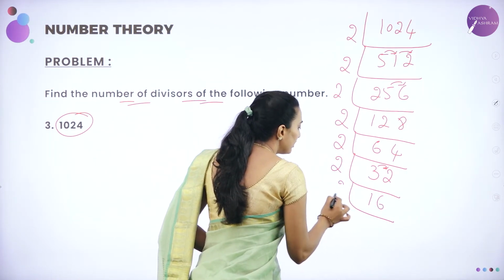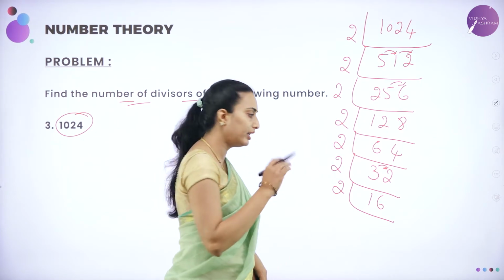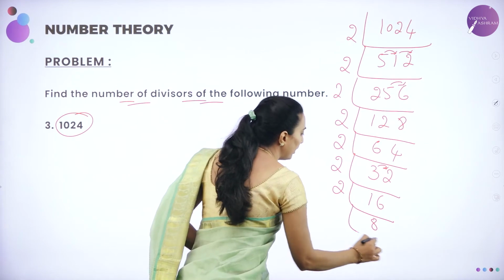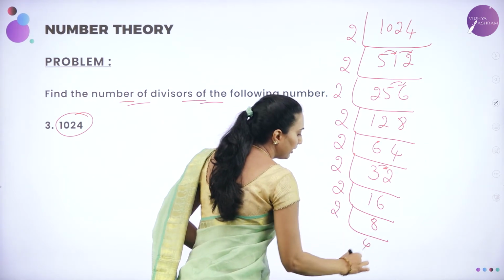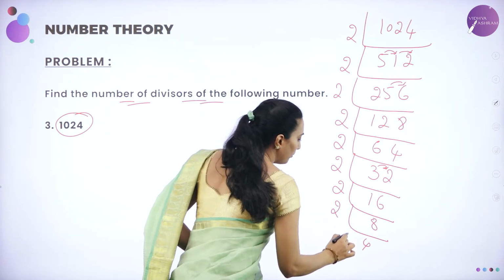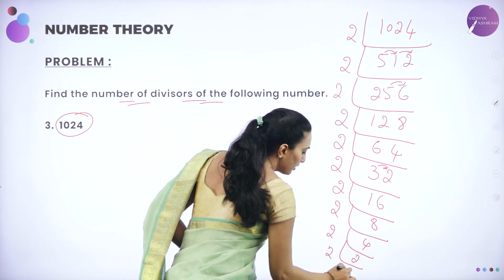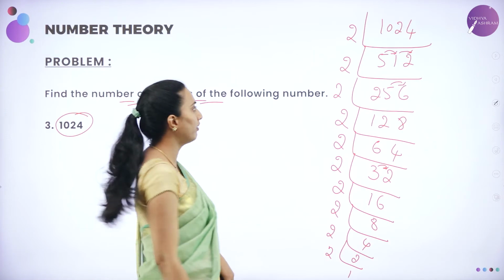Perfect. Again 16 is an even number. Again it is divisible by 2. 2 8s are 16. Again 4 is an even number. So 2 4s are 8. Again 4 is an even number. 2 2s are 4. Again 2 is an even number. 2 1s are 2. How many 2s are you having?